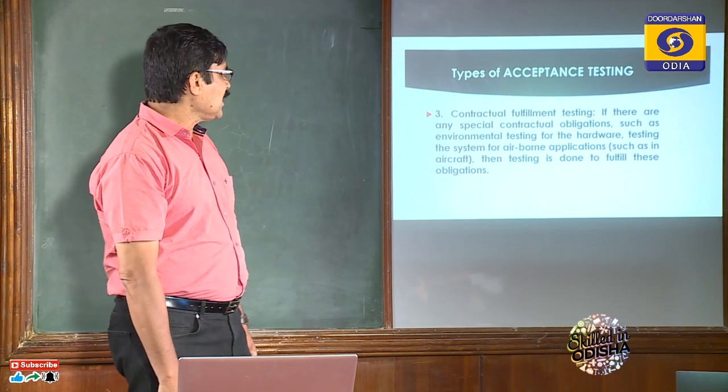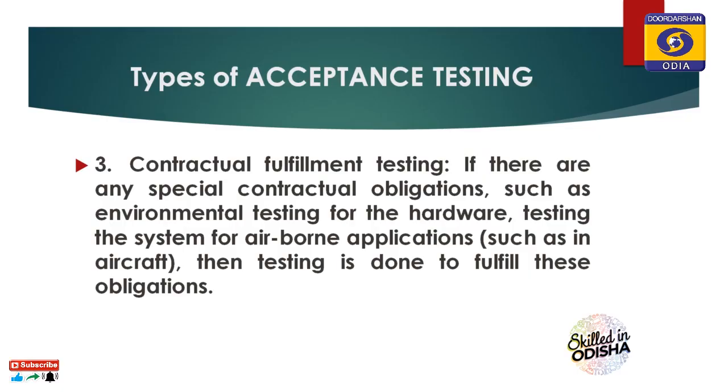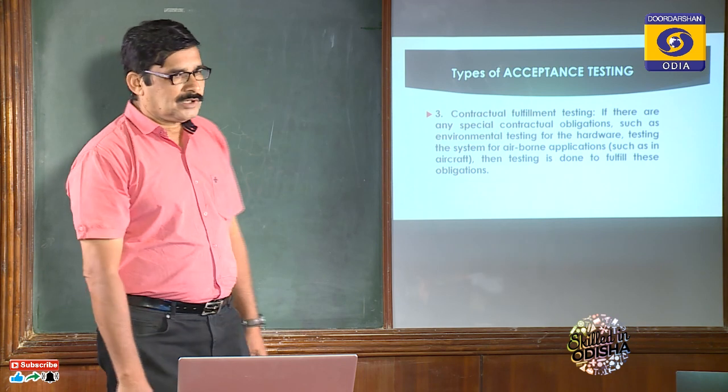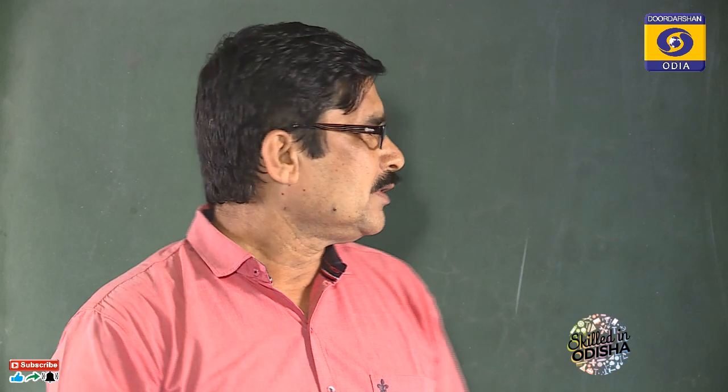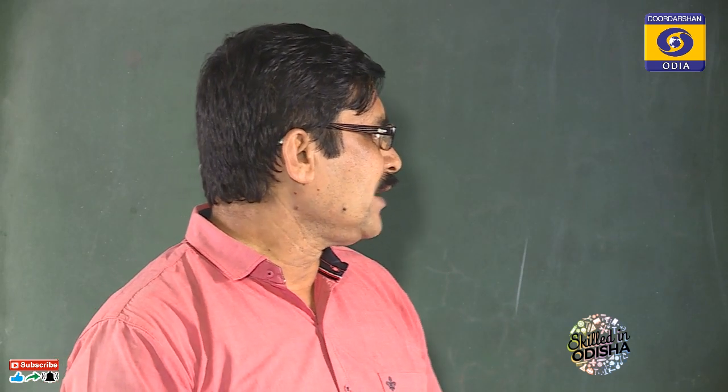So next, third one is contractual fulfillment testing. If there are any special contractual obligations such as environmental testing for the hardware, testing the system for airborne application such as in aircraft, then testing is done to fulfill these obligations. So if we are designing something for an aircraft, then it has to be tested on airborne applications.